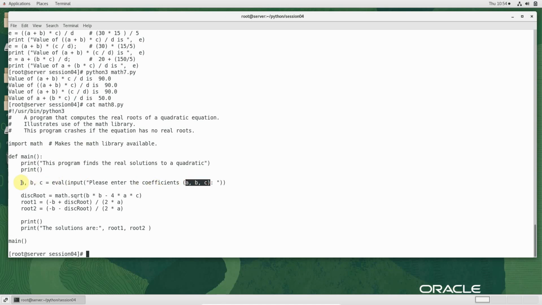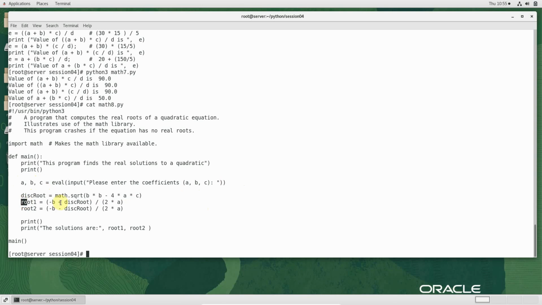We want the user to enter the coefficients of A, B and C. That's how we ask the value from the user. Evaluate input, please enter the coefficients of A, B and C. So the three values need to be entered separated by comma. When you enter three values separated by comma, it will calculate the discriminant. That is, first it will calculate b square minus 4ac. You see, B multiplied by B minus 4 multiplied by A multiplied by C, right? It is b square minus 4ac.